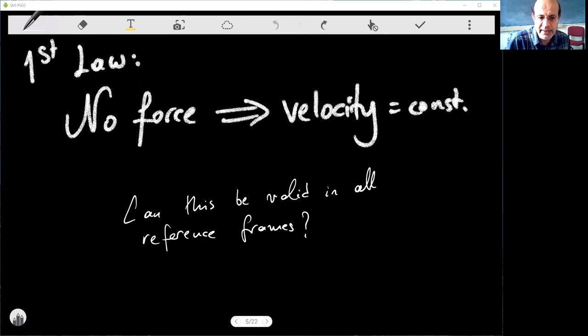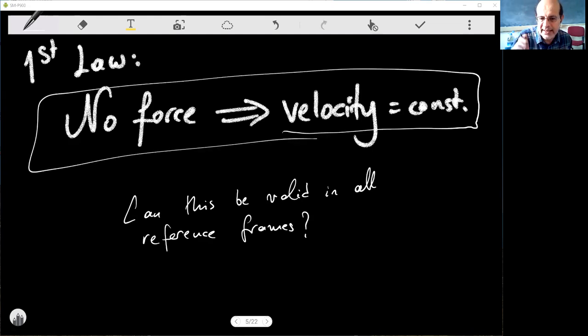So no force means the object is not interacting with anything. And this is not something relative, right? If an object is not interacting, it's not interacting relative to any reference frame. So that's a concept which is independent of the reference frame. As a result, the conclusion that we have stated here can only be valid in certain particular reference frames. So this is not valid in all reference frames. This also implies that we have to use reference frames where this is valid.